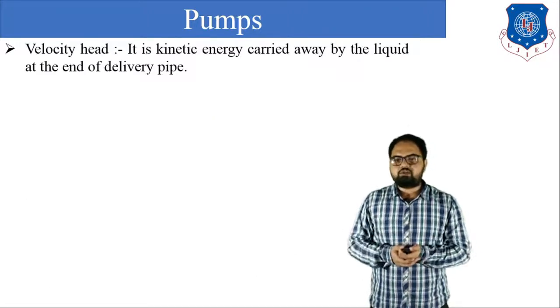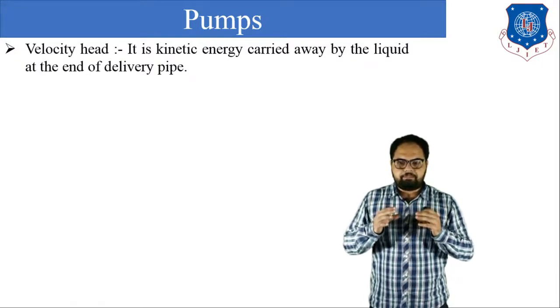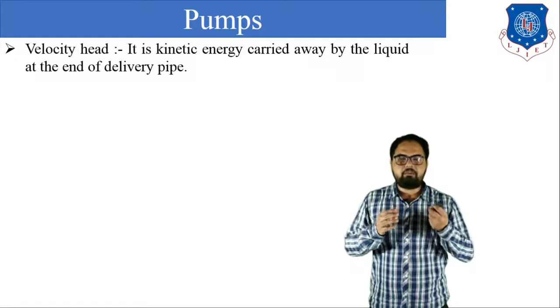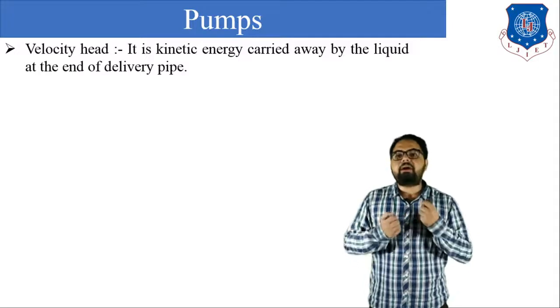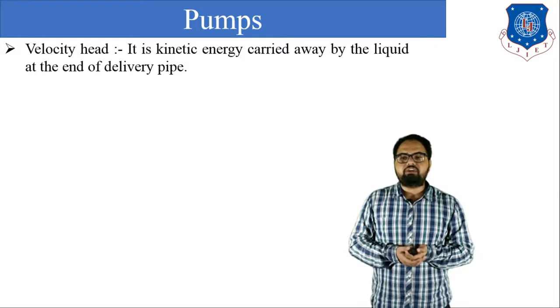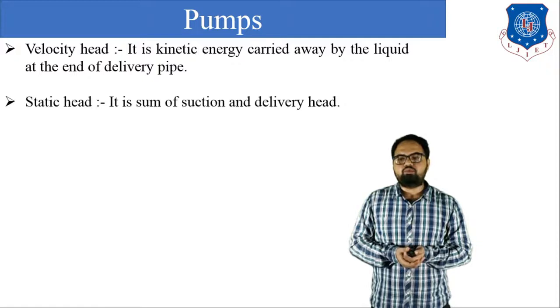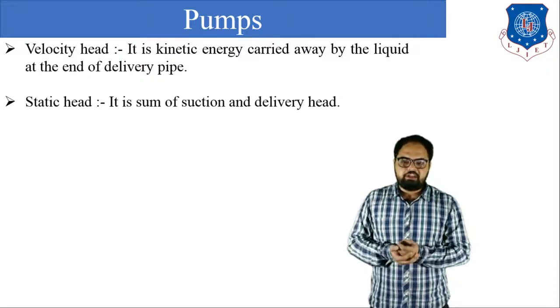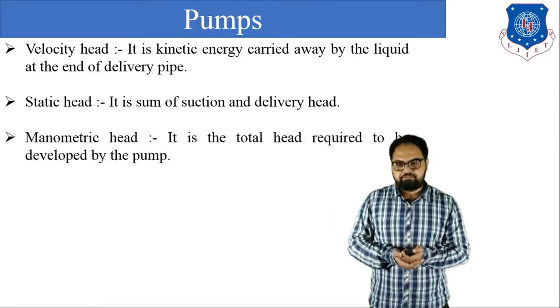The next one is velocity head. In the delivery pipe, after the delivery of water, the water has a certain amount of kinetic energy. The kinetic energy carried away by the liquid at the end of the delivery pipe is known as velocity head, and velocity head hv is equal to v squared by 2g. Static head is the sum of suction head hs plus delivery head hd.